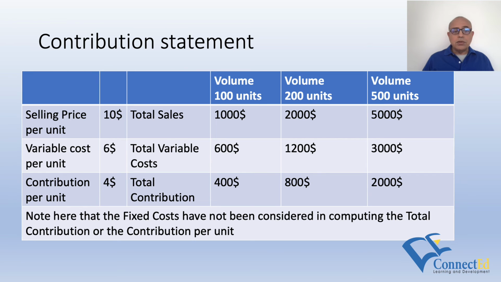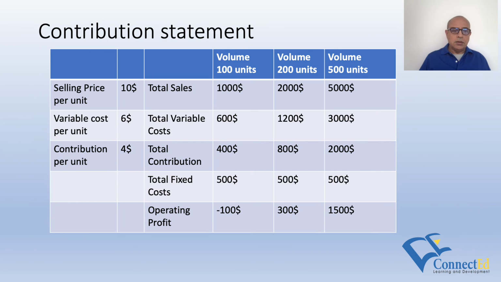Now, if you see this statement, the fixed costs do not feature here at all, right? So the fixed costs are kept out of the picture. And so we have the contribution per unit, which is selling price minus variable cost per unit, and then the total contribution, which is total sales minus total variable costs.